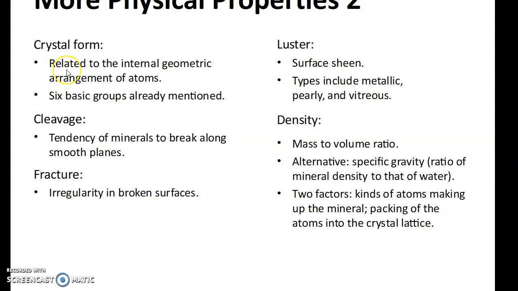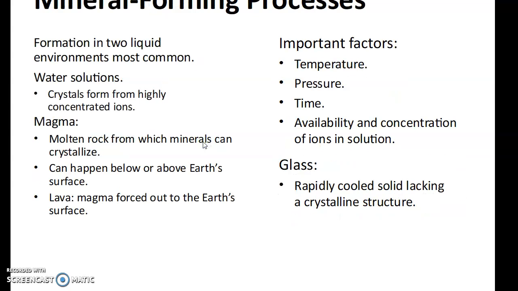Crystal form is related to the internal geometry, the arrangement of the atoms. There are six basic groups, already mentioned. Cleavage is whether it breaks on a smooth plane. That's one of the problems that causes the mudslides out in California, because they have slate material there, and that will break off into a smooth plane. Once the rains come down, those smooth planes are slick, and a house can go right down the mountainside.